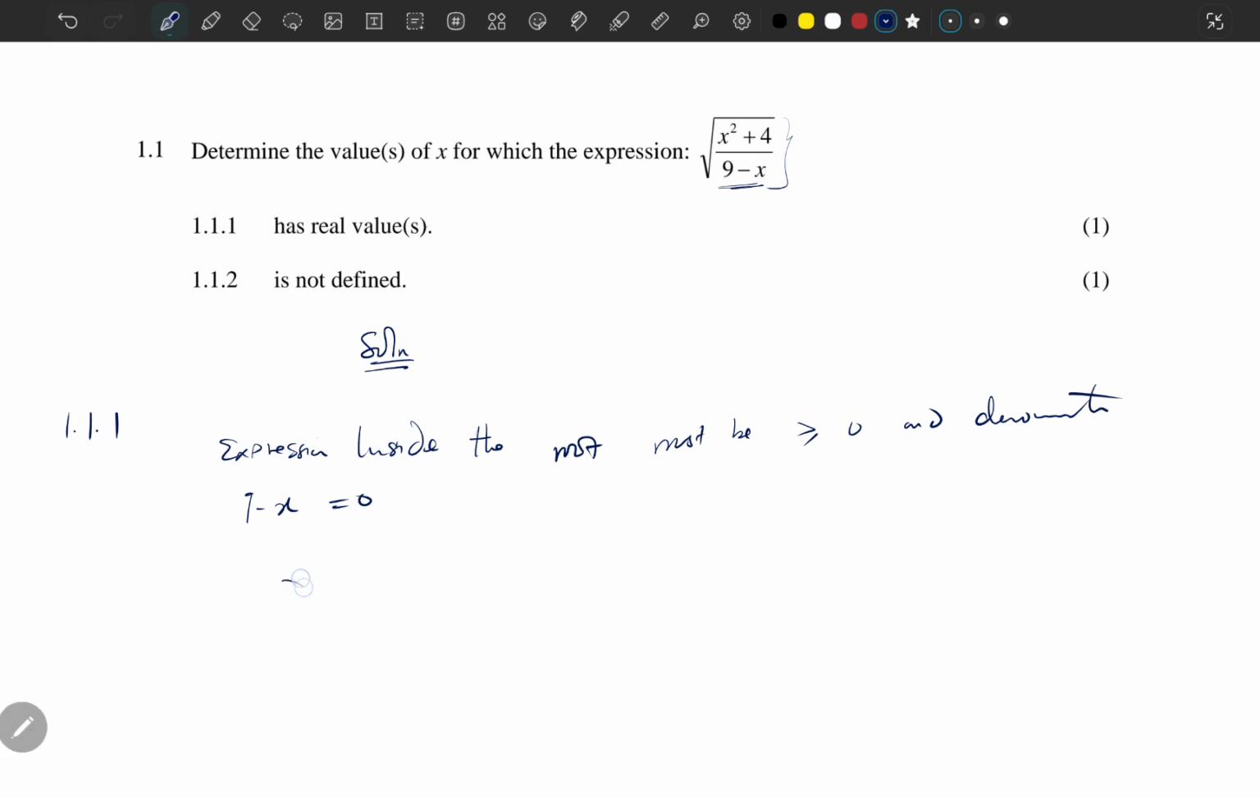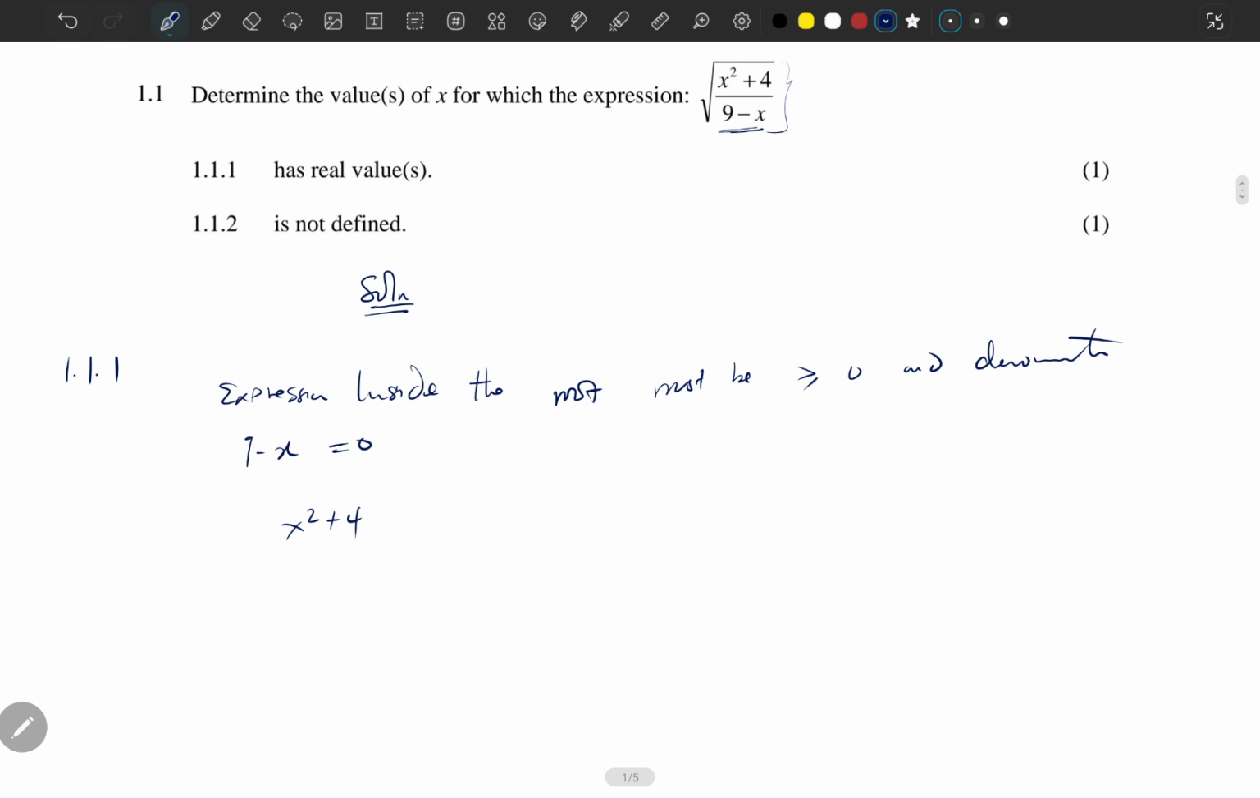But take note, what we have as x plus 4 squared will always be real for any value, all right, because of the square there. No matter what number you put there, you always get a real value. Where the problem comes in is the denominator. The denominator is where the problem is.